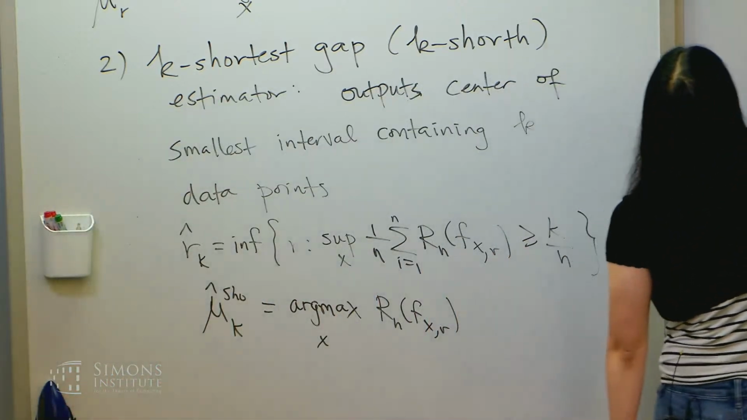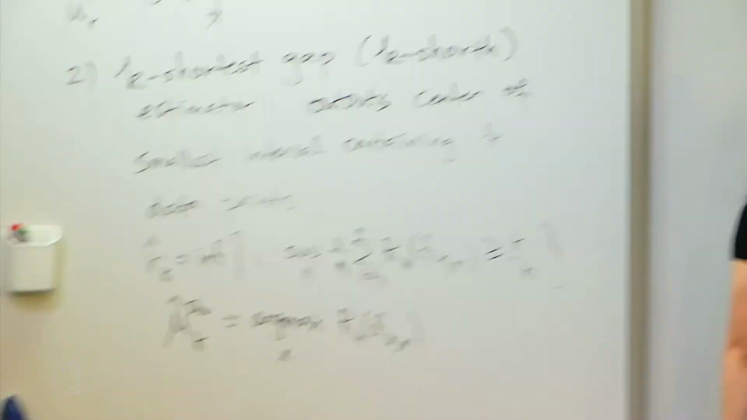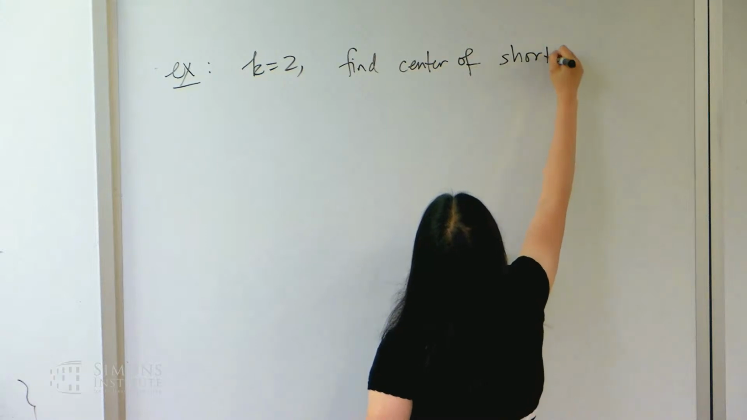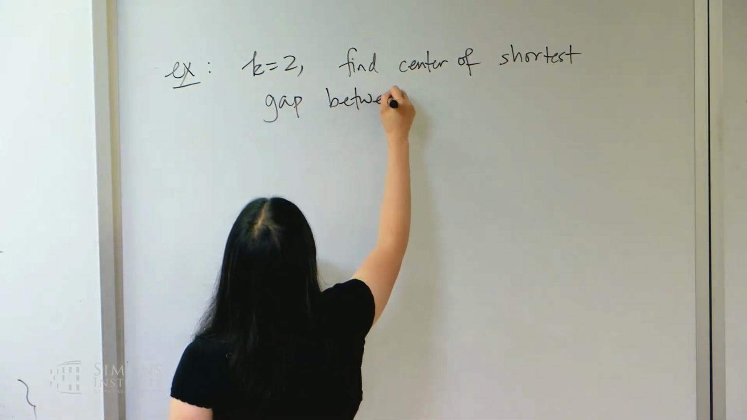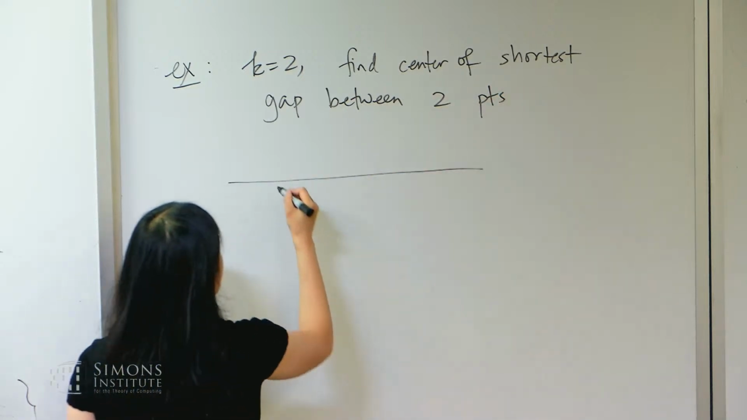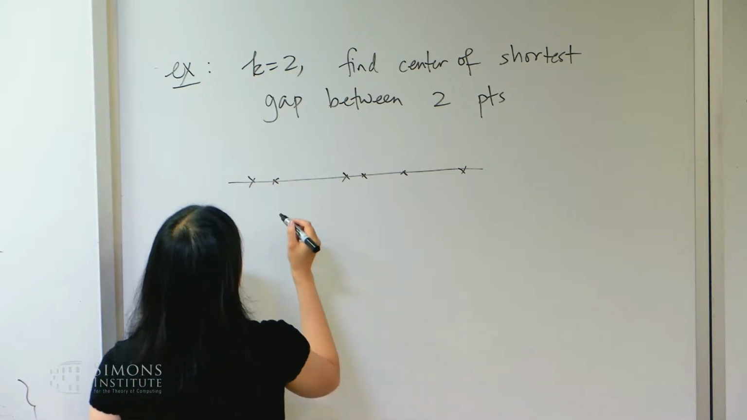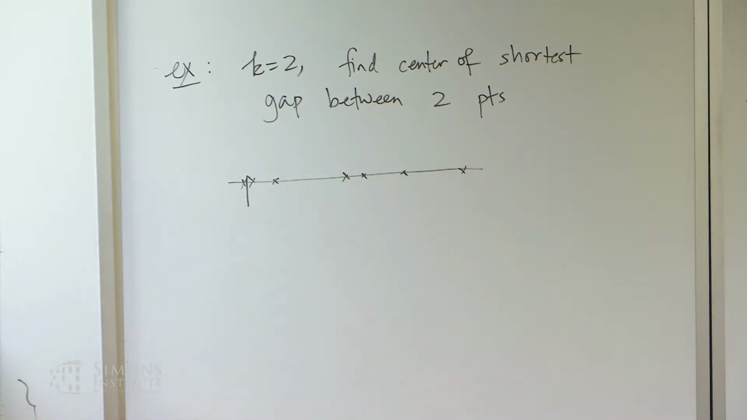So as an example, if k equals 2, find the center of the shortest gap between 2 points. The idea is that you have your data, and it's kind of spread out, and you would output that point.